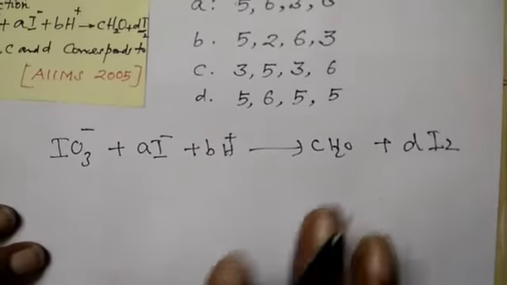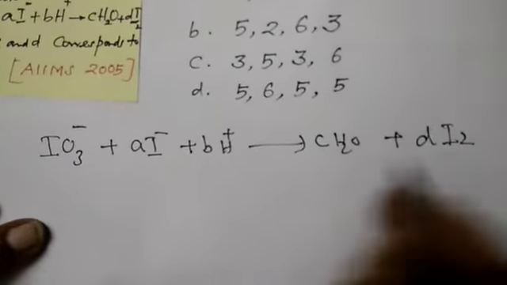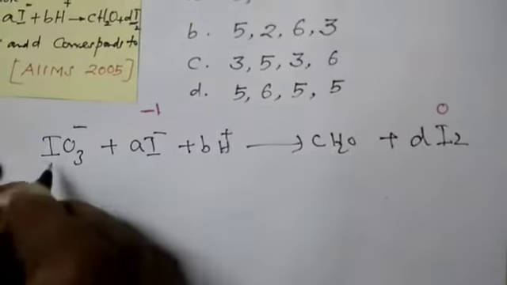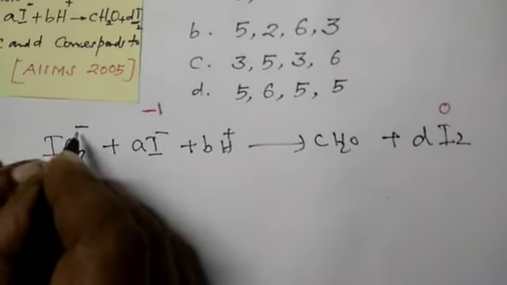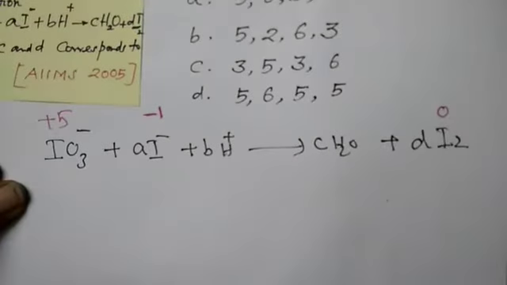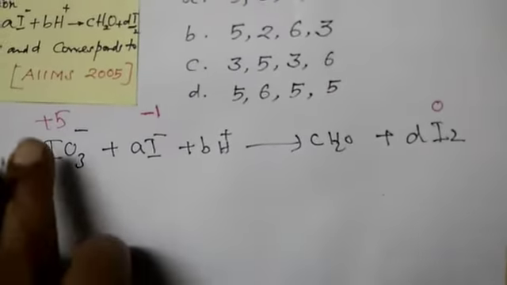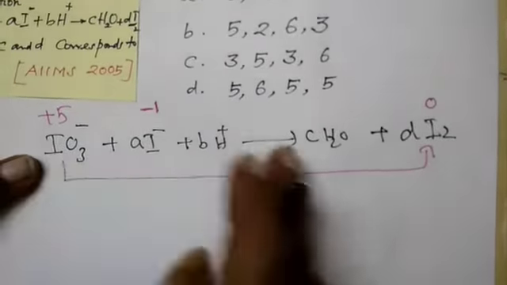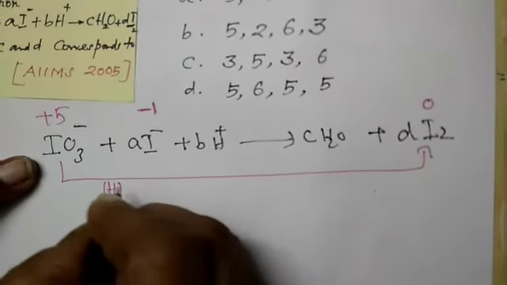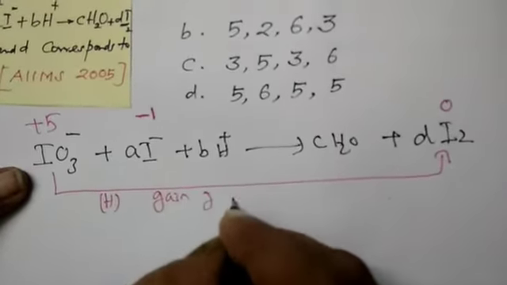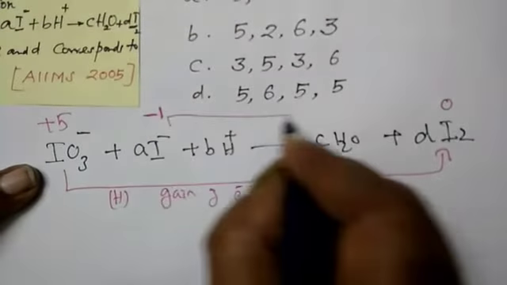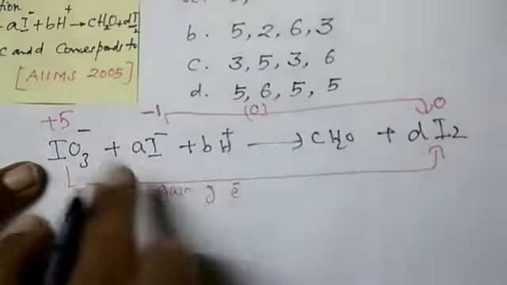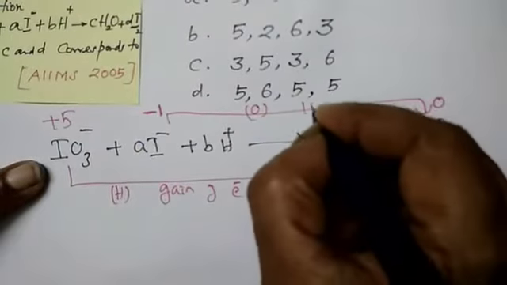Before you start your work, identify the oxidation state of iodine. Here it is 0, here it is minus 1, here it is 3 into 2, 6, 6 minus 1, so it is 5. So first I am identifying plus 5 to 0. What is happening? It decreases, so it is reduction. Reduction means gain of electrons. This is the first knowledge. Next one is minus 1 to 0. Minus 1 to 0 means the oxidation number increases, so it is oxidation.